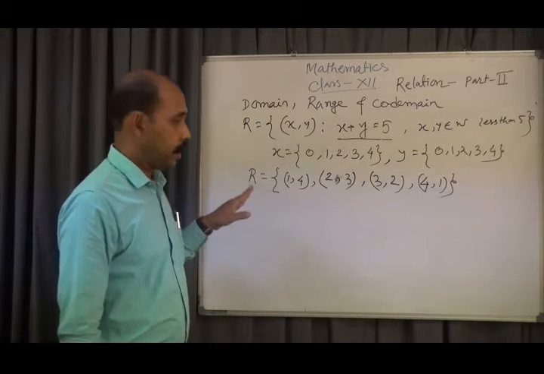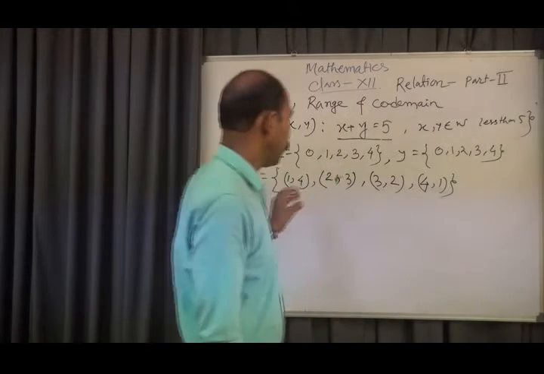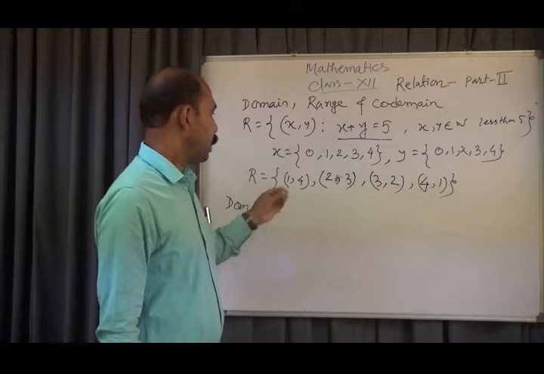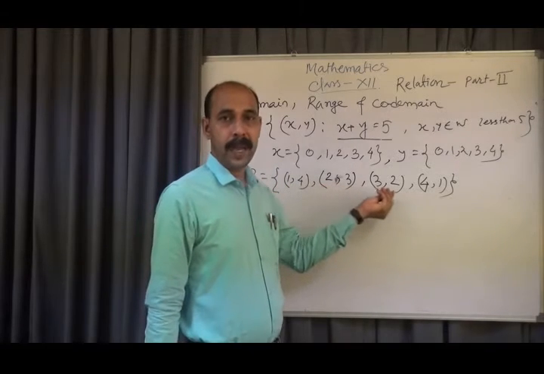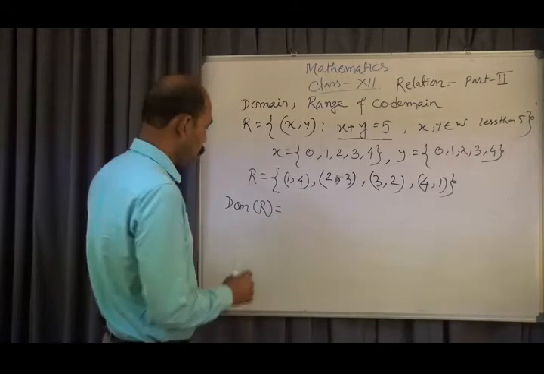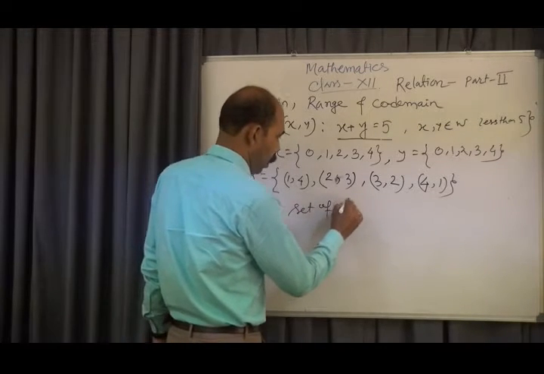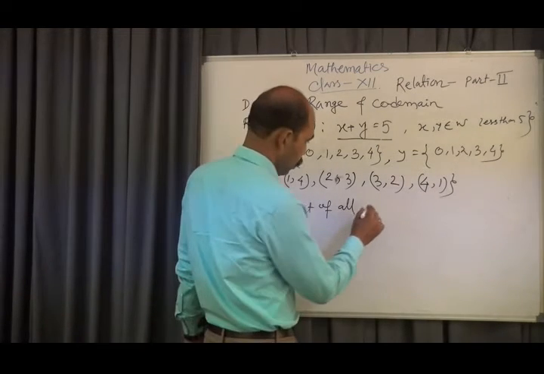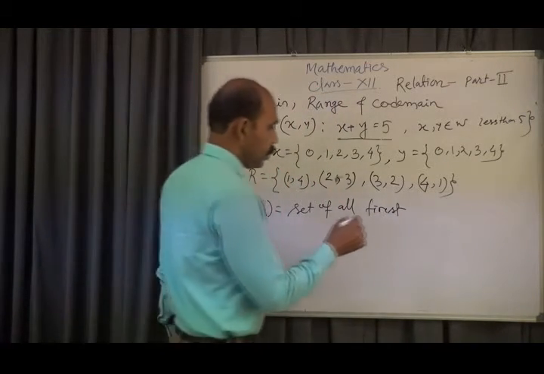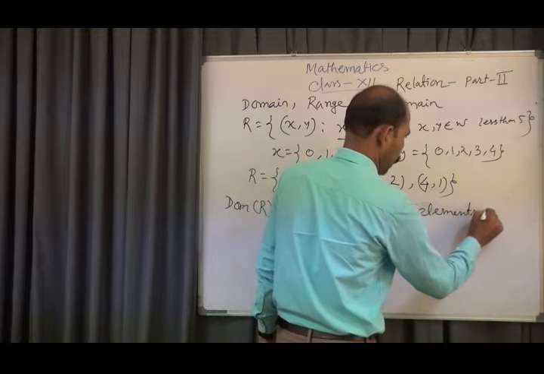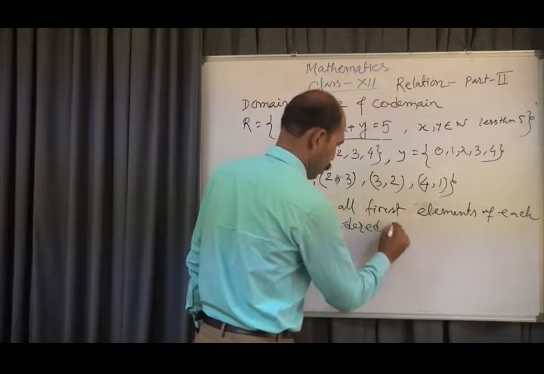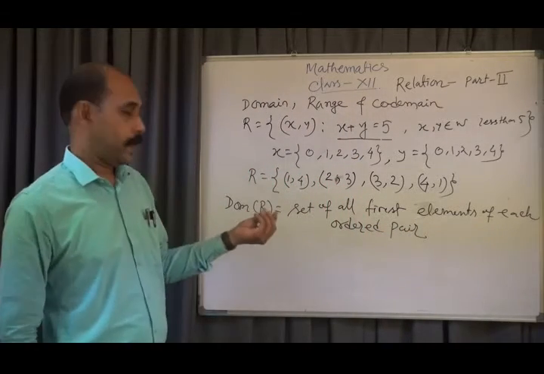So what is the domain? In set theory or in mapping, you have the domain. The domain is written as Dom R. That is, Dom R equals the first element of each ordered pair. The first element of each ordered pair is the domain. So you can write the set of all first elements of each ordered pair. This is the domain R.